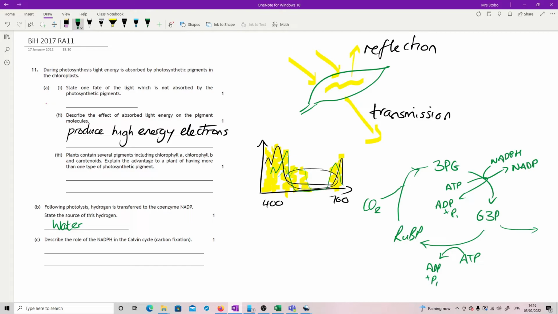So there you're asked the role of NADPH in the Calvin cycle. And this is where we are. So what does NADPH do? It helps or allows or does the conversion from 3PG into G3P. So the role of NADPH is to provide hydrogen for the conversion of 3PG into G3P. I'm afraid that's quite a lot of work for a mark. You need to know your stuff.